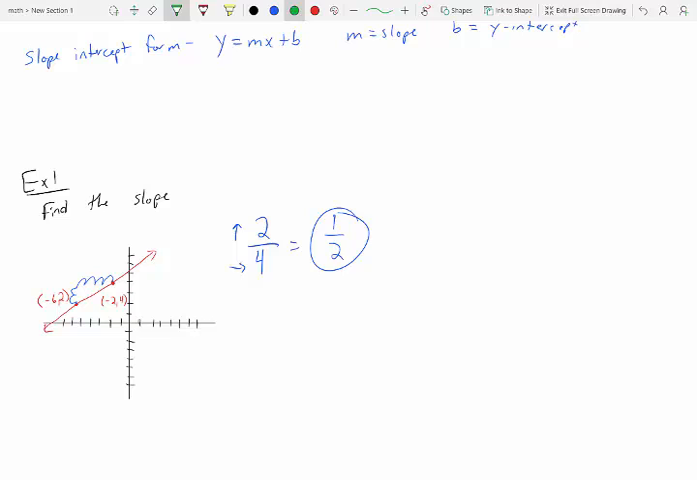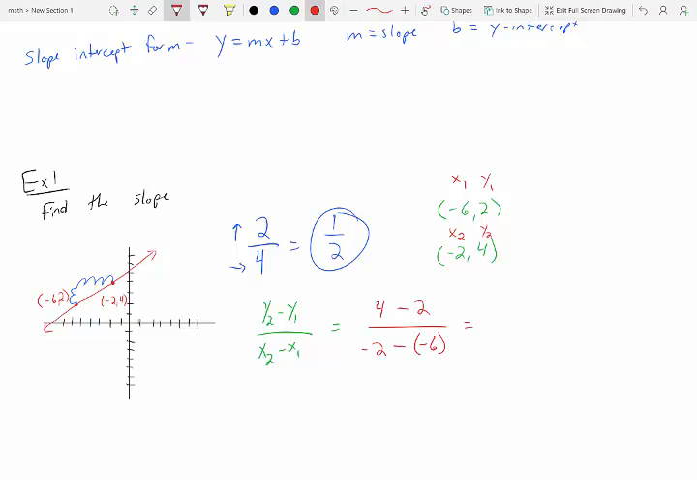Another way to think of it is we use these points. If we use y2 minus y1 over x2 minus x1, negative 6 and 2, negative 2 and 4. Now we can label these, they're both xy, and we can say my first pair is x1, y1, my second pair is x2, y2. And I fill these in as my y2 was 4, my y1 was 2, over negative 2 is my x2, minus negative 6. So simplify that, 4 minus 2 is 2, negative 2 minus negative 6 is going to be 4, and I simplify that down to 1/2.